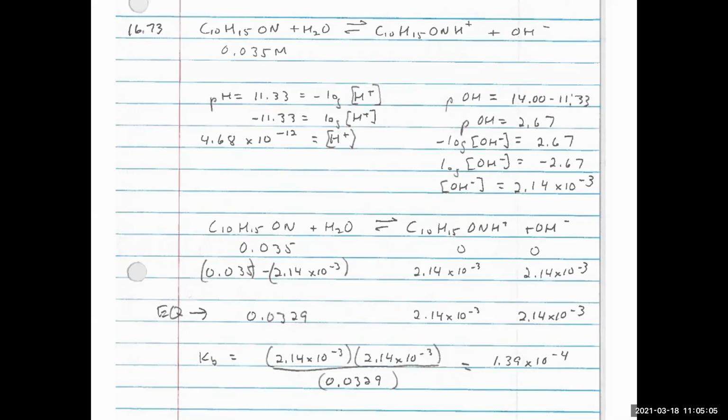We can go ahead in our equilibrium equation and subtract that from the 0.035, and we know that's how much is formed of hydroxide and the cation of the ephedrine, and we get these equilibrium values down here. So from there, we can plug those into our equilibrium expression, the products over reactants, and then we can solve for 1.39 times 10 to the minus 4. So now we know our hydrogen ion concentration, we know pH, and we now know our Kb. We also know the equilibrium concentrations for the three species in our reaction.